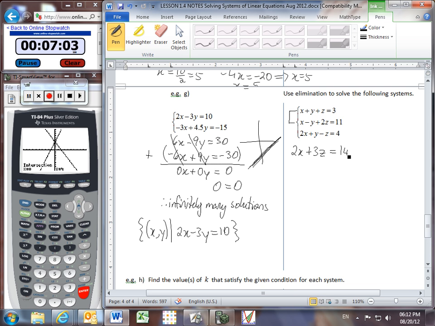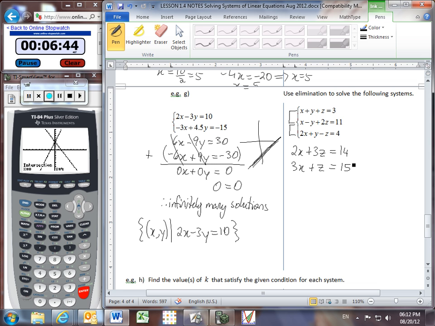I also could eliminate the y in a different way if I looked at the second and third equations. So if I did x plus 2x, that would give me 3x. My y's eliminate because they cancel out if I'm adding, and 2z plus negative 1z gives me plus 1z. 11 plus 4 is 15.